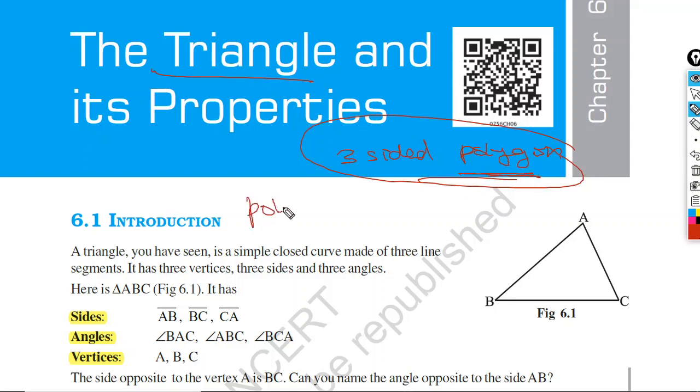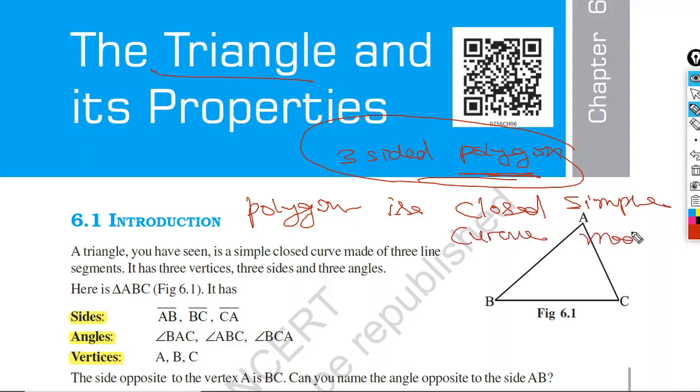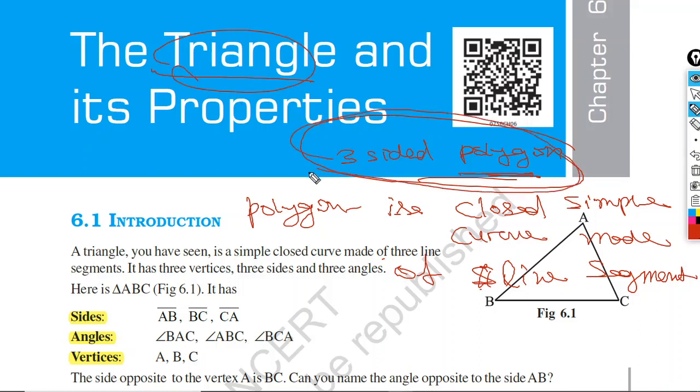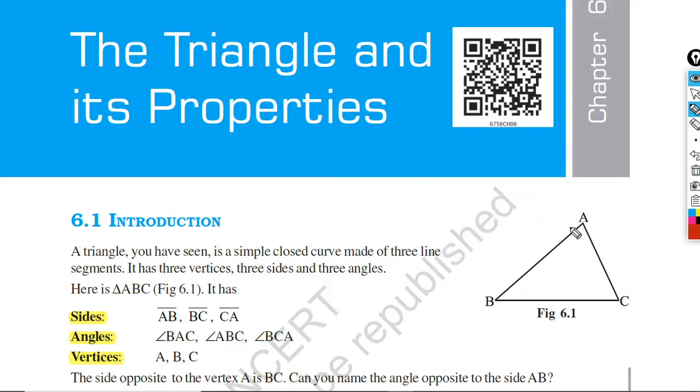A polygon is a closed simple curve made of line segments. Okay? So first thing, what is a triangle? A triangle is a three-sided polygon. Very simple definition. And if you want to know what a polygon is, it is a closed simple curve made of line segments. So here you can see an example of a triangle, triangle ABC.